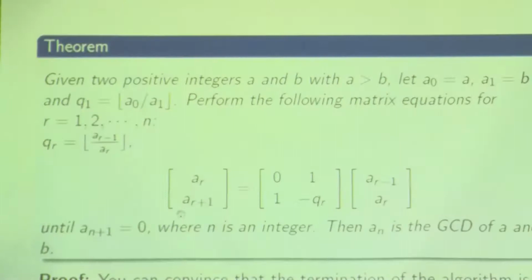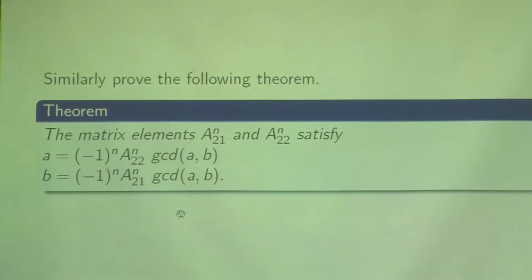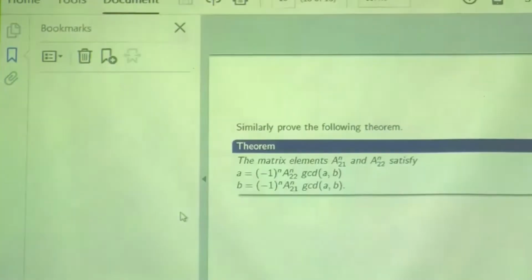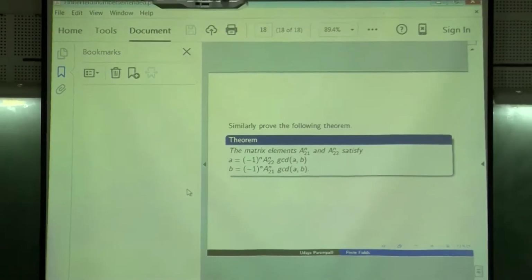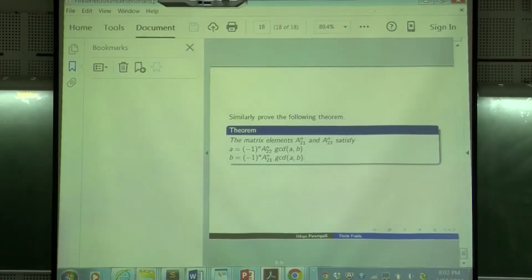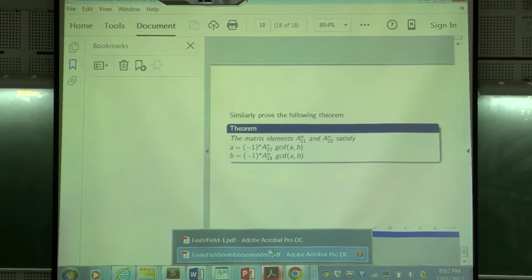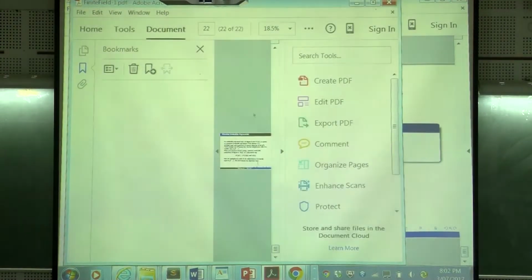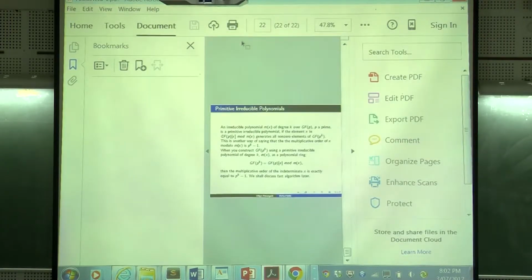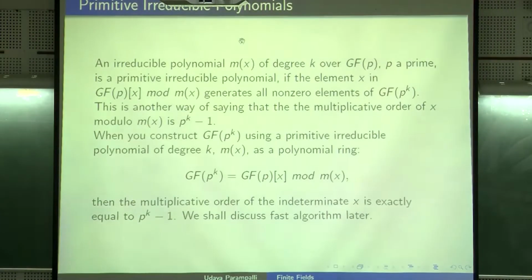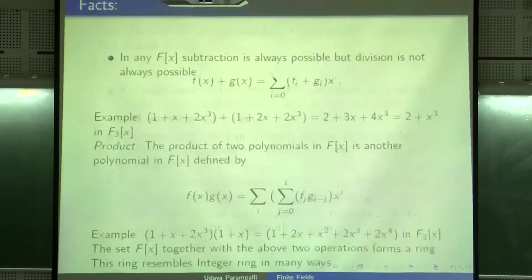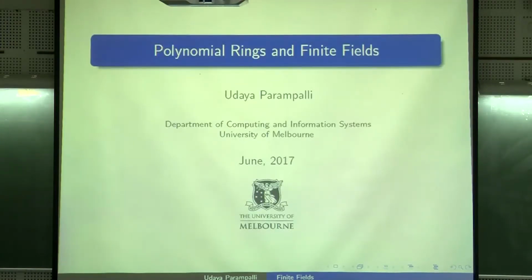Okay, that is the proof given here, and it will give you the answer. So we are supposed to continue with RAID, but RAID also requires some finite field concepts, and we are probably at the right time to go through polynomial rings and finite fields.